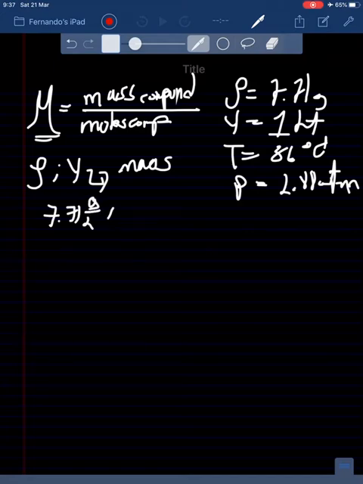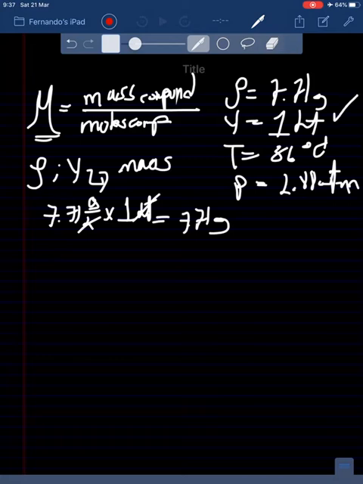Grams over liter, and I multiply this by 1 liter, which is my volume. Liters go with liters, and I end up with 7.71 grams. So there was a trick, right? That's why I chose 1 liter. Immediately, with the measurement of the density, I can get the mass of the gas. So I already have the molar mass, and I also have the mass of the compound. Meaning I can clear this equation, but I'm not going to do that yet.